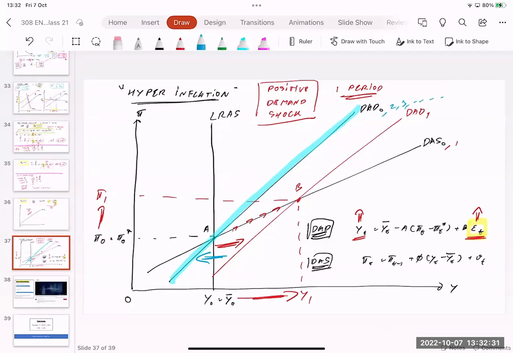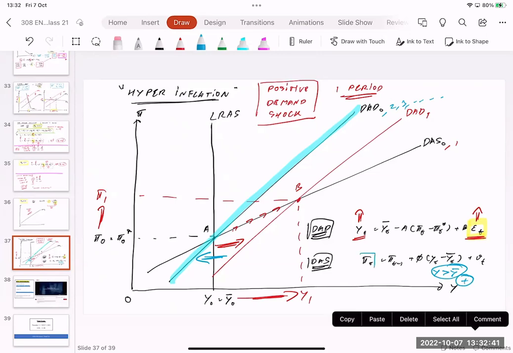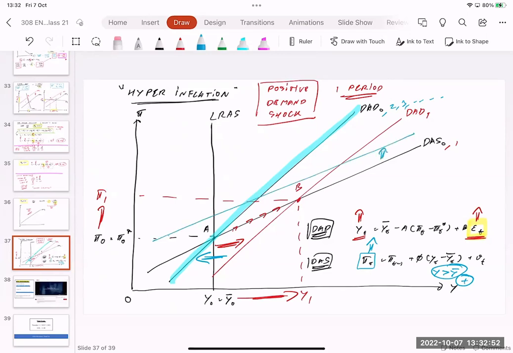How about DAS? If you look at the equilibrium point B, y is greater than y bar. The right side of the equation is positive, so it means it's going to make inflation go up. So for DAS, it's going to shift up. Like this. This is DAS at time 2.